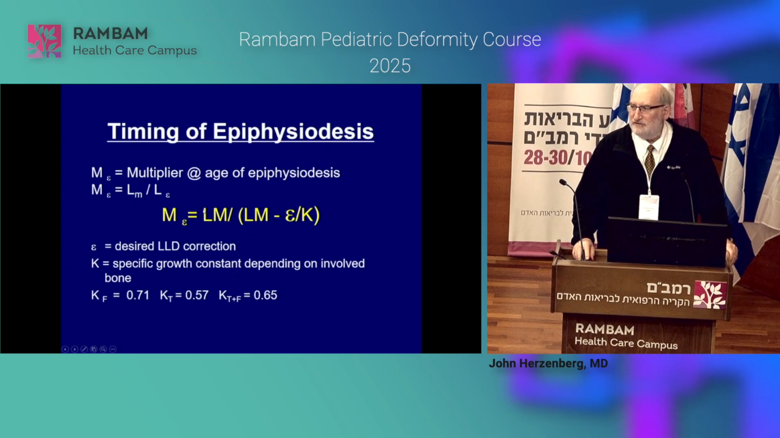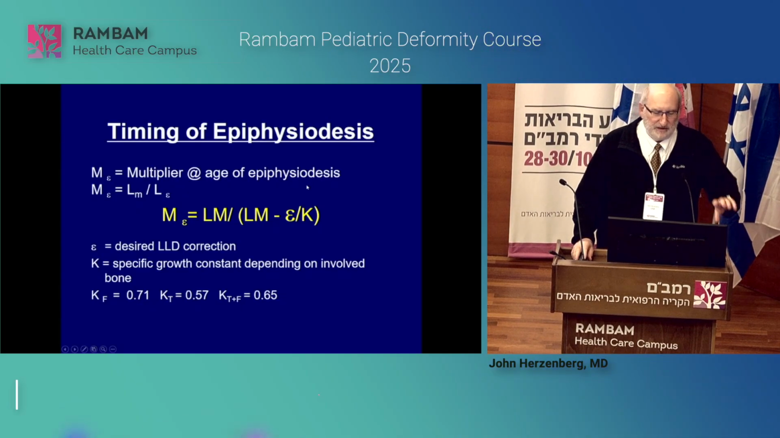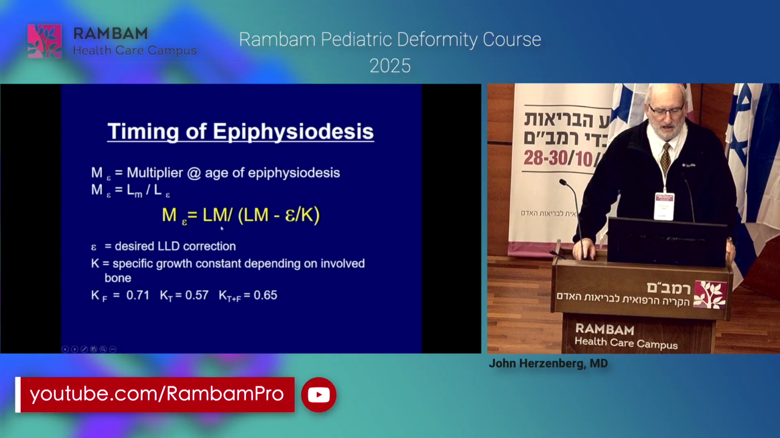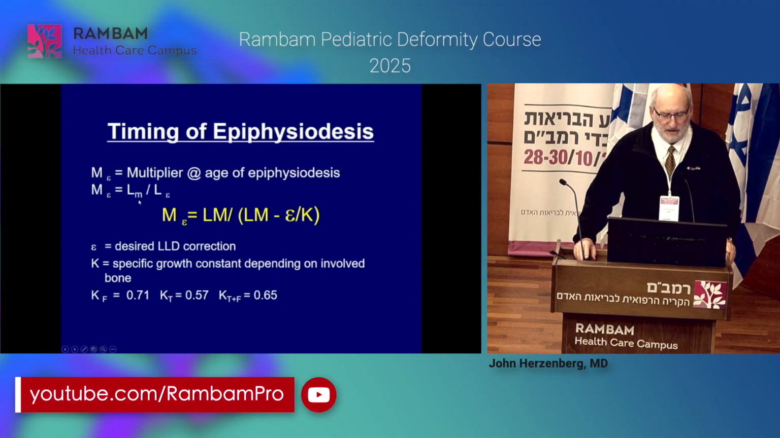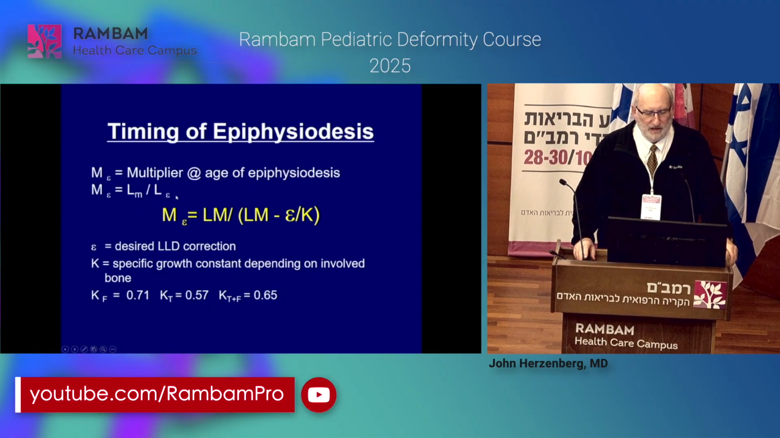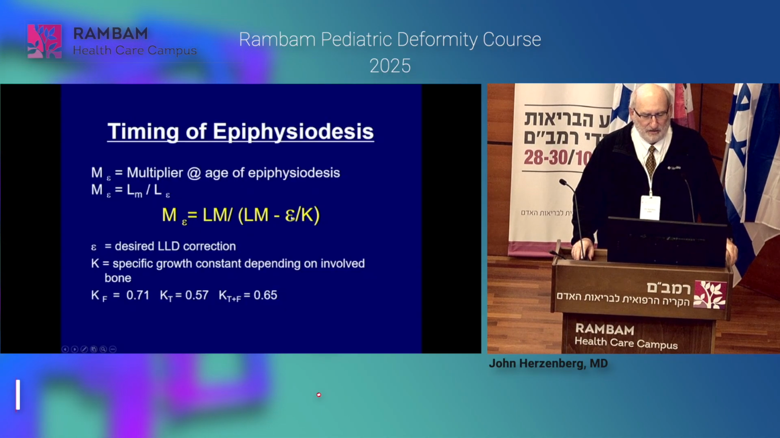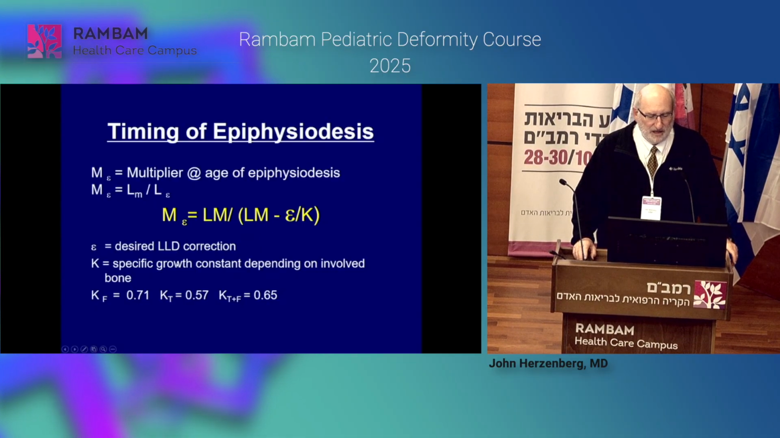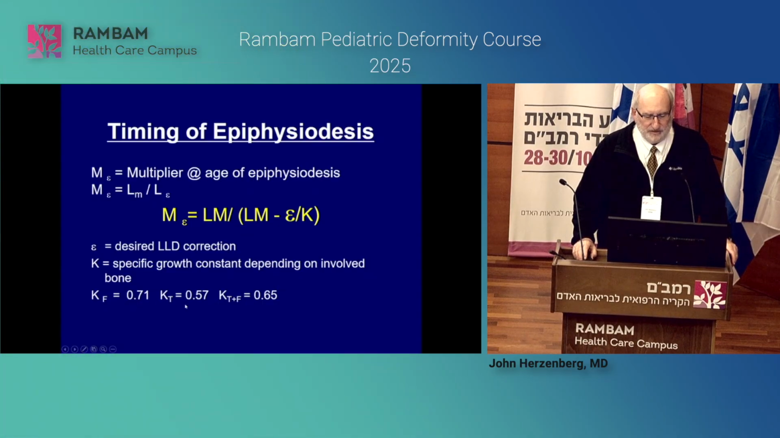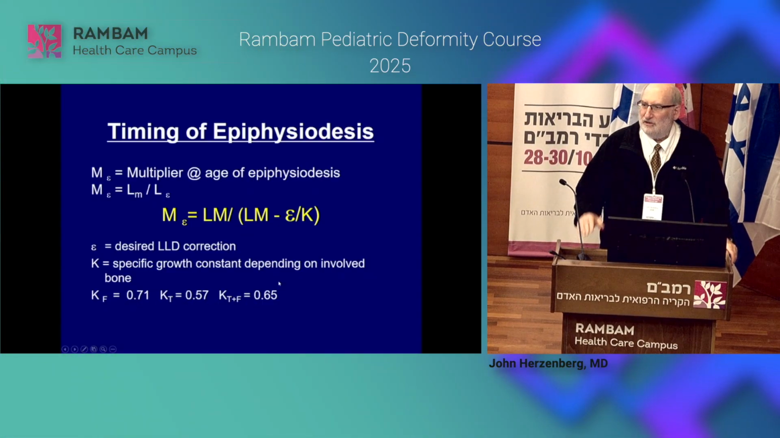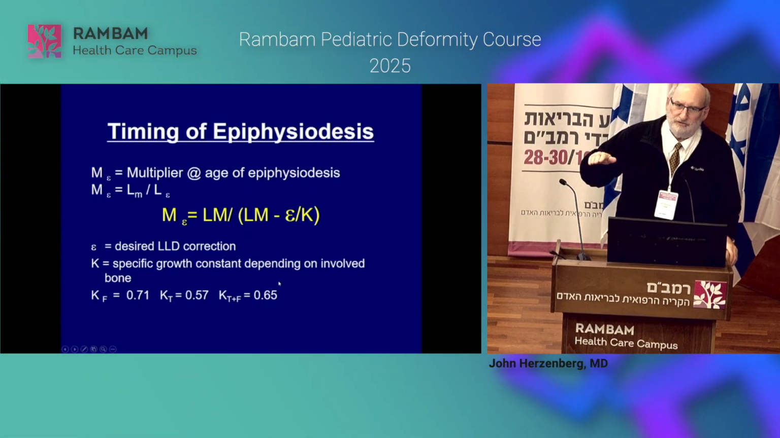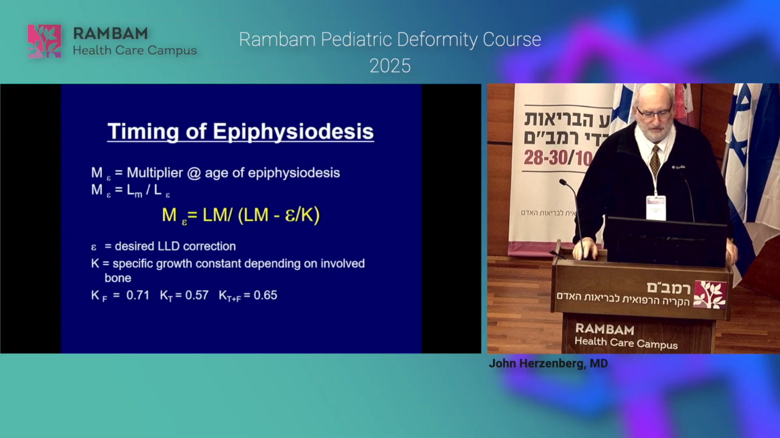Timing of epiphysiodesis has a more complicated formula. We come up with a multiplier at the age of epiphysiodesis, and that's how we derive the timing. It has to do with the length of the leg at maturity, and also epsilon, which is a desired amount of correction for the discrepancy, and a constant based on whether it's femur, tibia, or both. Those were the constant lines on the Moseley graph, the slope that you use for femur, tibia, or both.